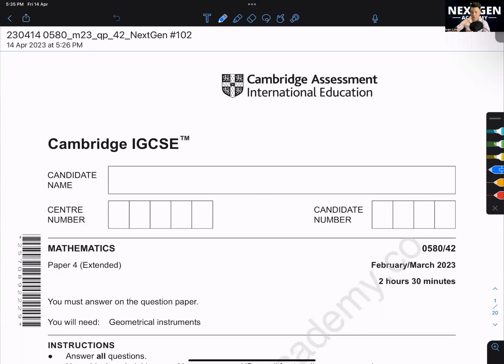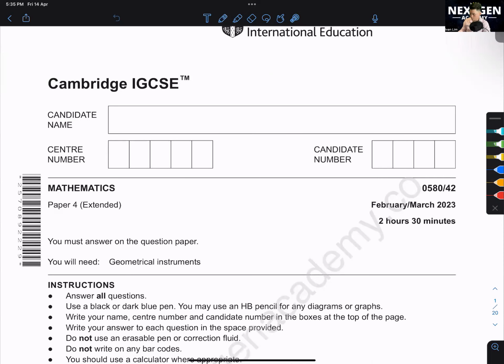All right, today we are going to go through this paper, February/March 2023, 058042. In my opinion, for mathematics, this paper has quite a number of questions that are a bit tricky. So I want you all to start training yourself. We have a few more weeks, right? Start training yourself, sit one whole round, allocate 2.5 hours, no distractions, just sit down and do the paper.